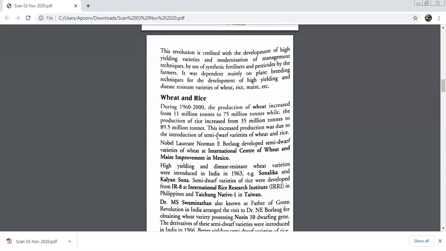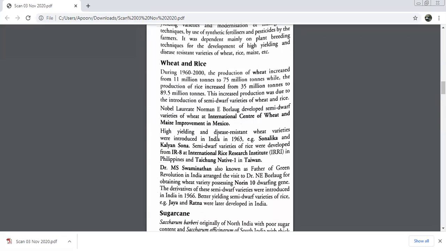Now about wheat and rice. We're going to read about wheat and rice.